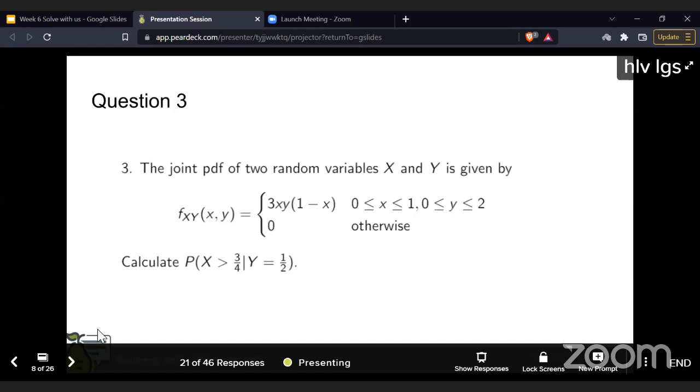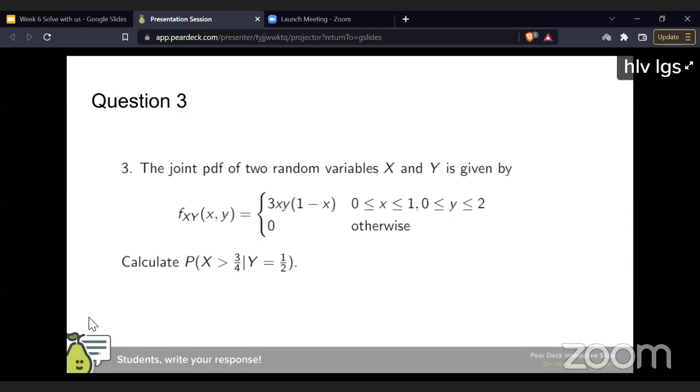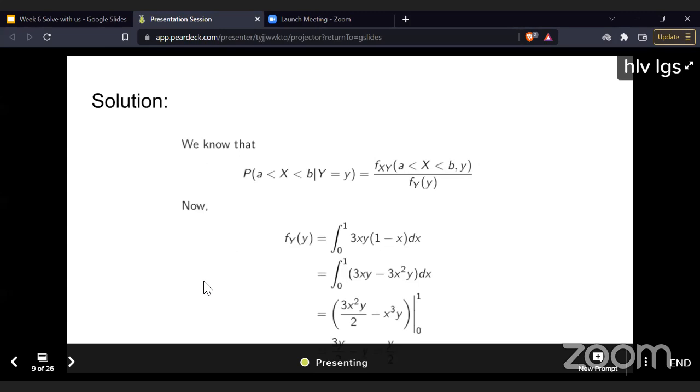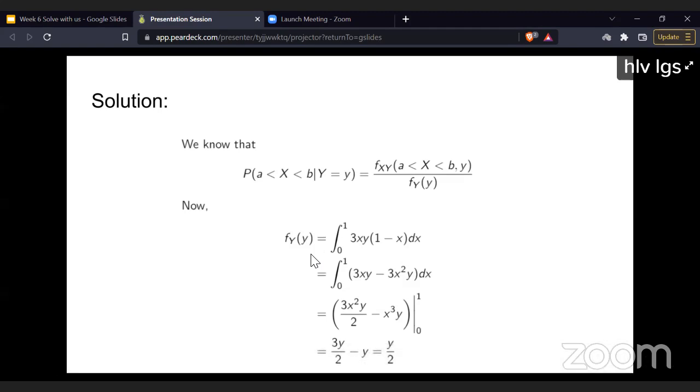Ma'am, we have to find the marginalized value of f. Marginal of f, right? So how do you find the marginal of f? We integrate f of x, y with respect to x. That's right. So from 0 to 1. The limit will be 0 to 1. Our joint density function was 3xy(1 minus x), and we have to integrate with respect to x. The range of x is varying from 0 to 1. Now it's a basic differentiation, integration.